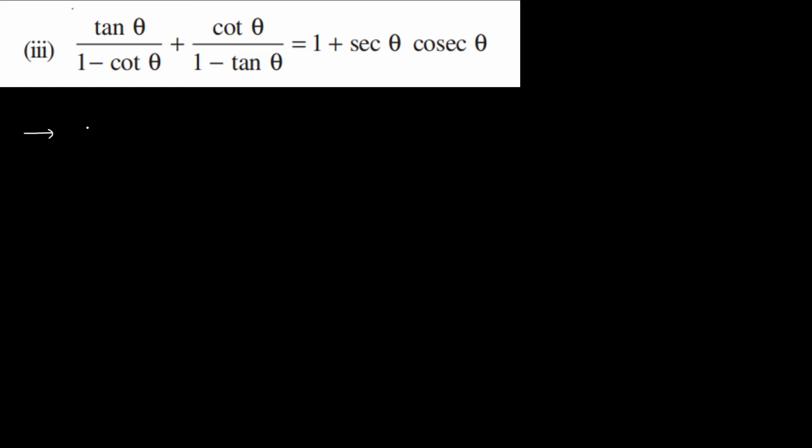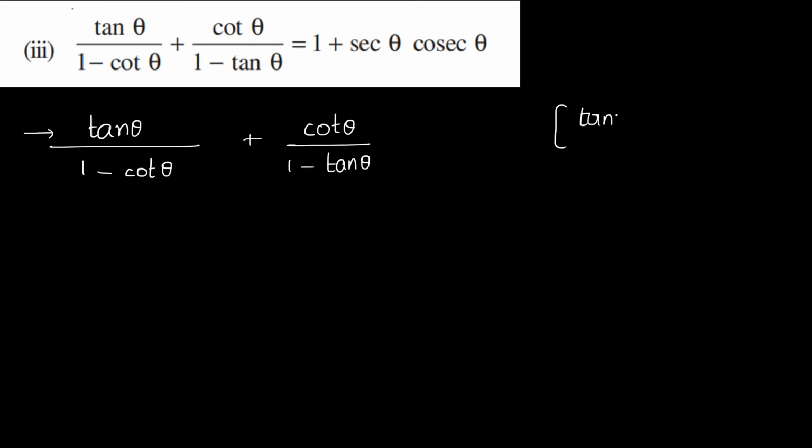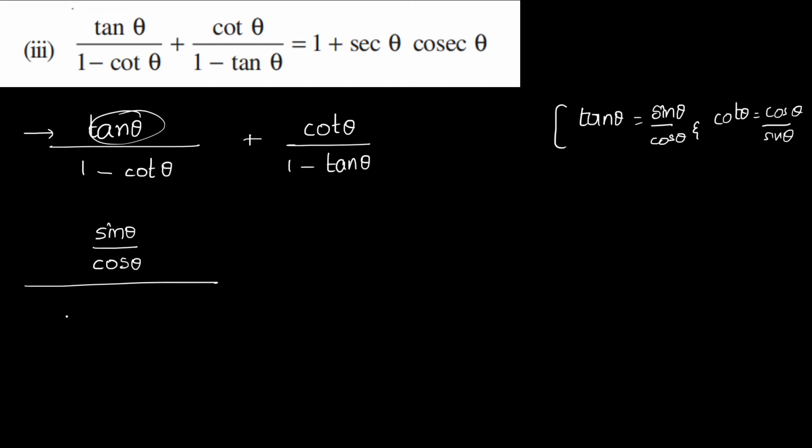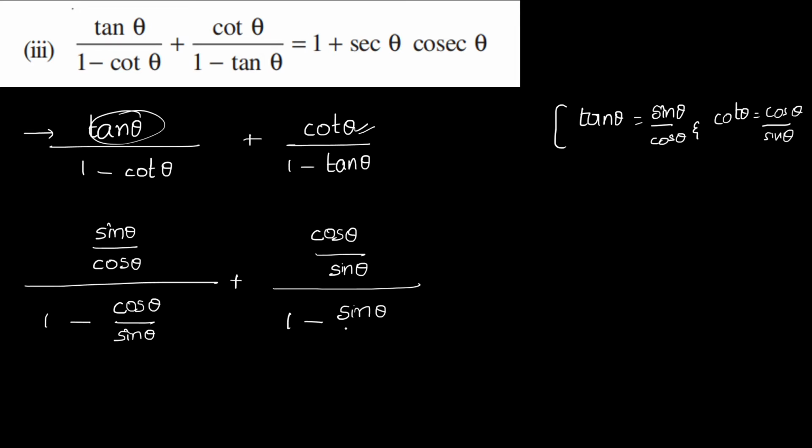Now see here, the first step I'll let as it is, tan theta by 1 minus cot theta plus cot theta by 1 minus tan theta. Now we know that tan theta can be written as sin theta by cos theta and cot theta can be written as cos theta by sin theta. So I'll convert tan in terms of sine and cos. It will become sin theta by cos theta whole divided by 1 minus cot, which can be written as cos theta by sin theta, plus again cot written as cos theta by sin theta by 1 minus tan, which can be written as sin theta by cos theta.